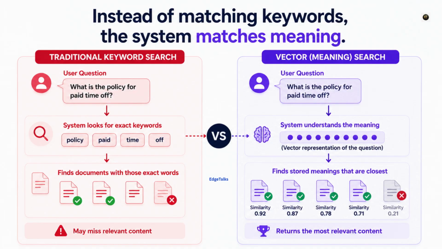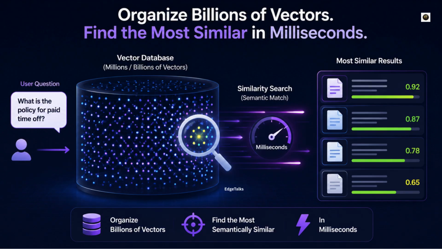So, instead of asking which document contains exactly these words, the system asks which stored meanings are the closest to the meaning of the user question. So, its job is to organize millions or even billions of these vectors and quickly find the ones that are most semantically similar.